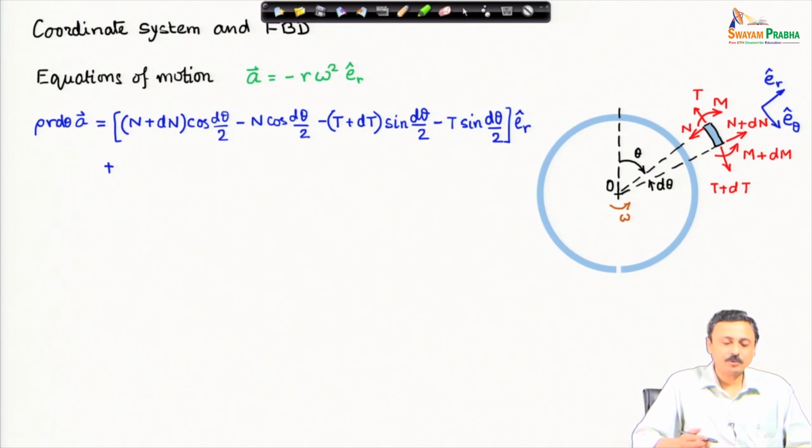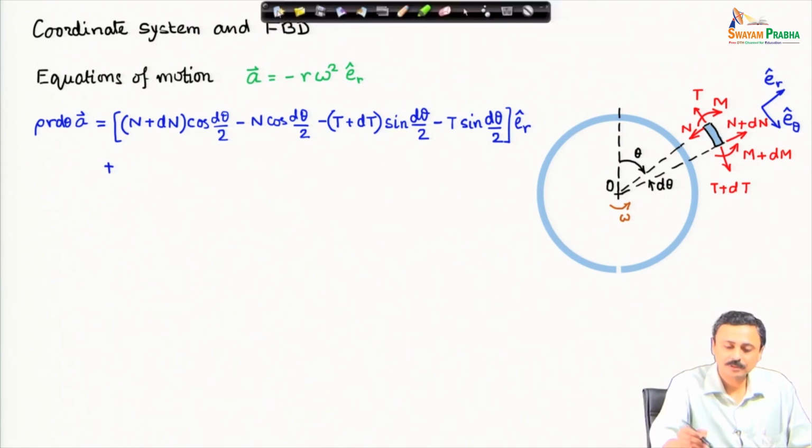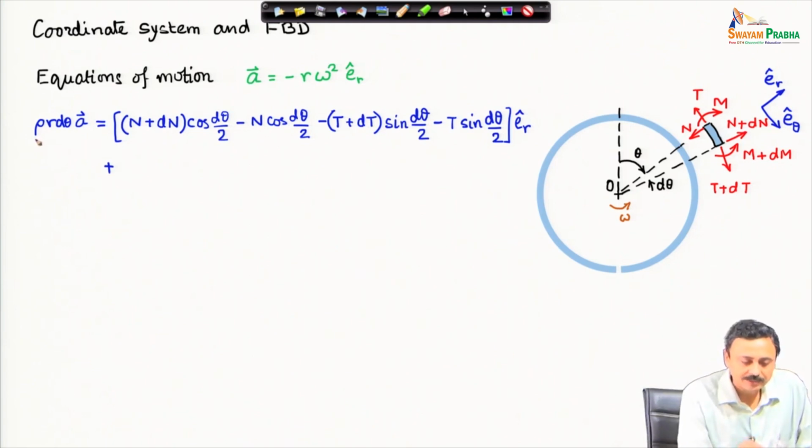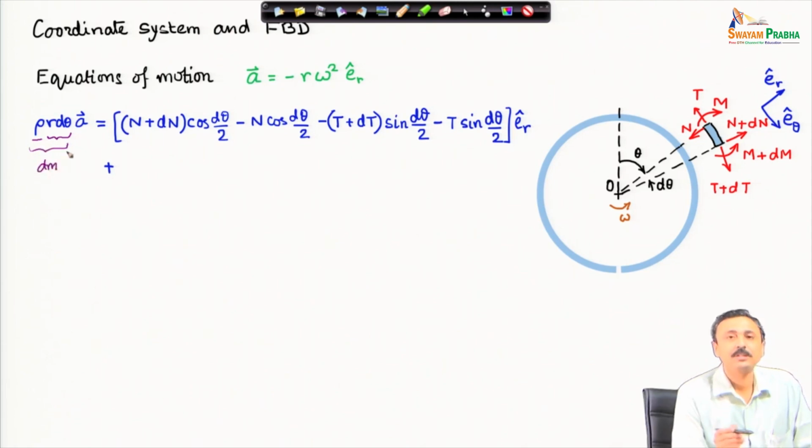Now, I am going to write down the equation of motion for this element. It is like a point particle. Here rho is the mass per unit length of the ring, and r d theta is the little length of that element. Therefore, rho r d theta gives us the mass of the element. Mass of the element times acceleration is equal to the net force on the element.